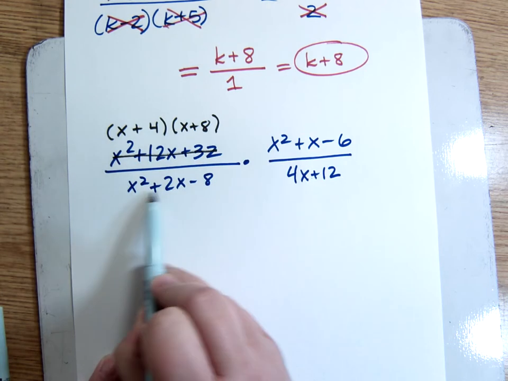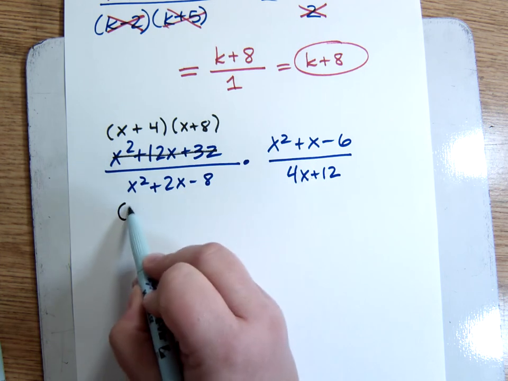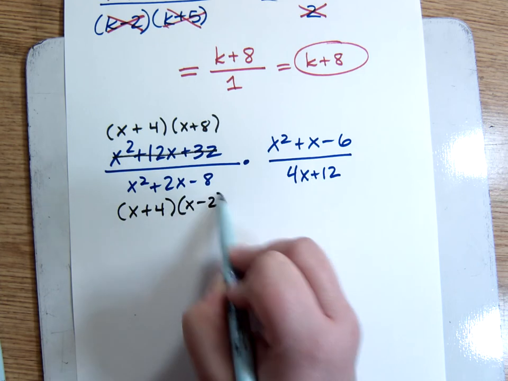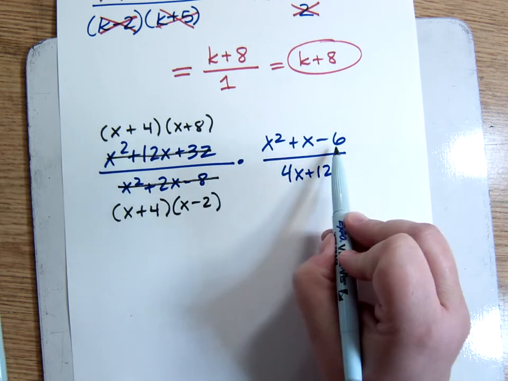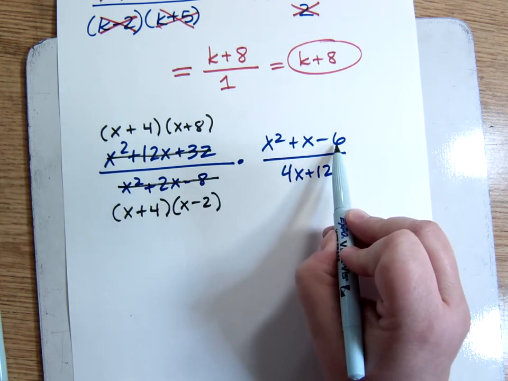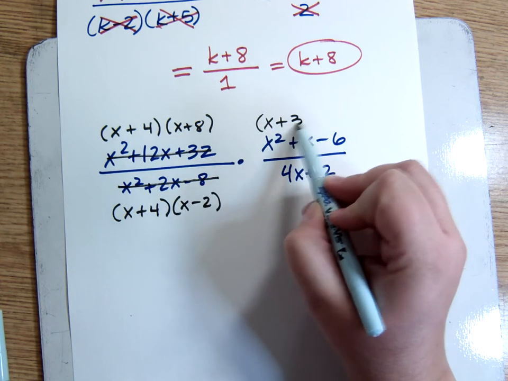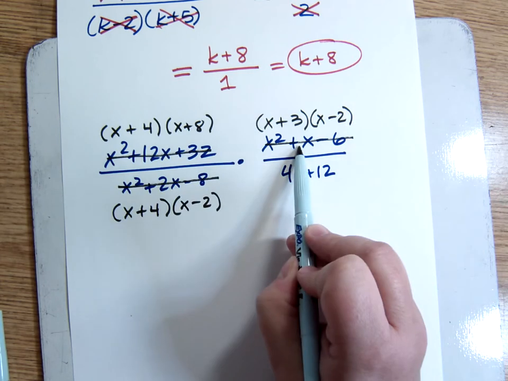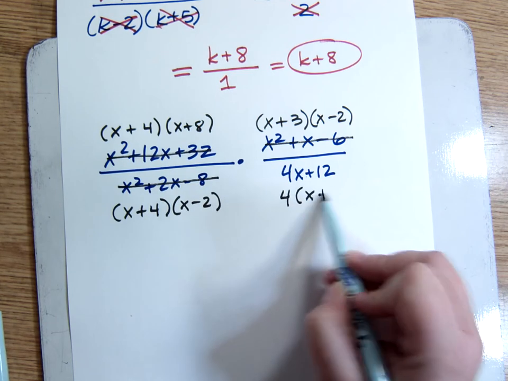This one, 2 times negative 4, positive 4 times negative 2 is going to work. Positive 4 times negative 2 gives me negative 8. 4 plus negative 2 gives me positive 2. This one we have, let's see, positive 3 times negative 2 gives me negative 6, and positive 3 plus negative 2 gives me the 1 in front of this. And finally, 4 comes out of both of these, so that leaves me with 4 times x plus 3.